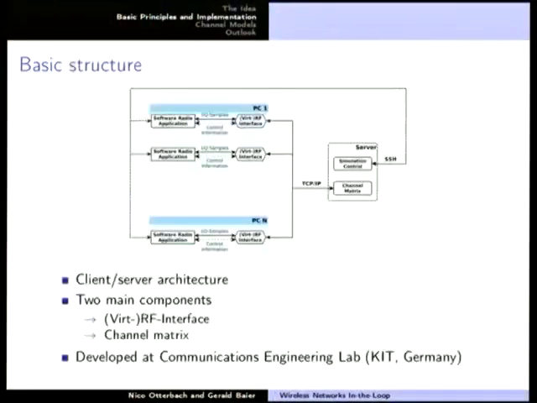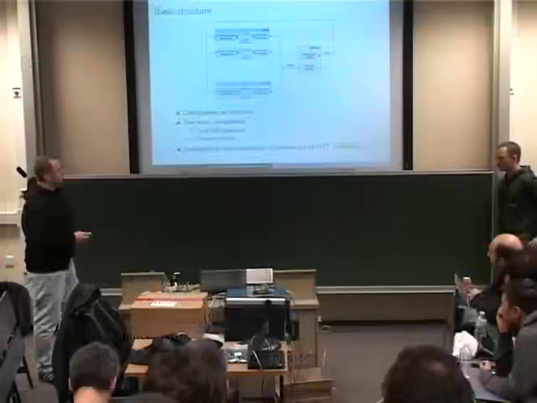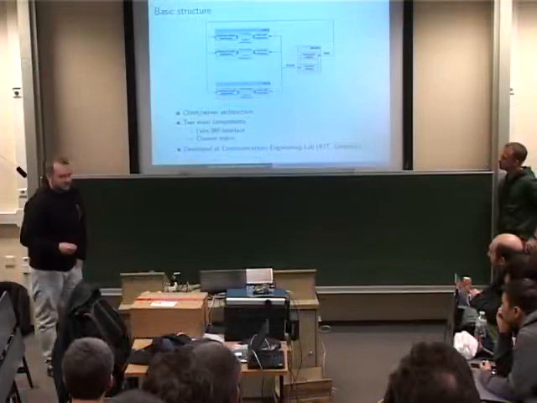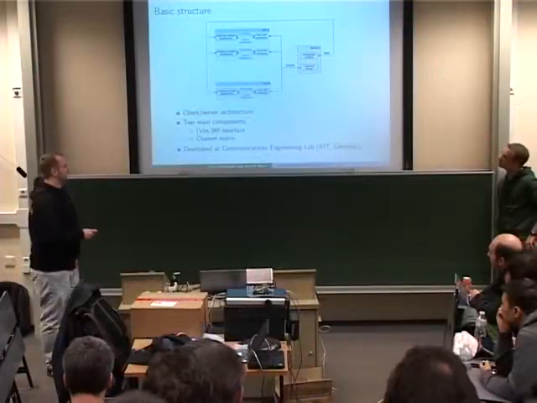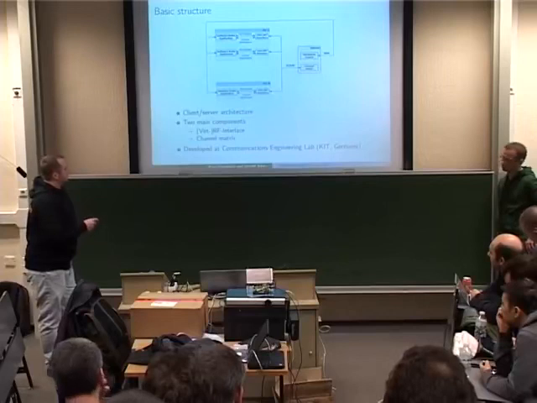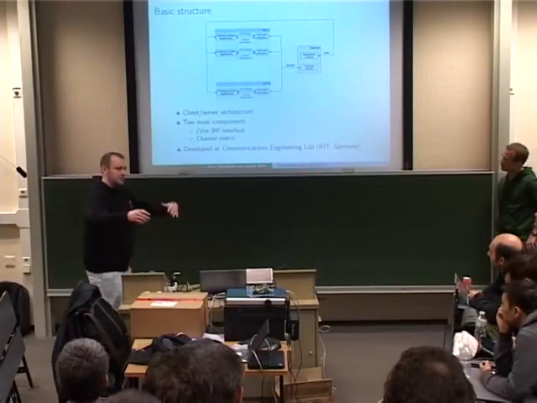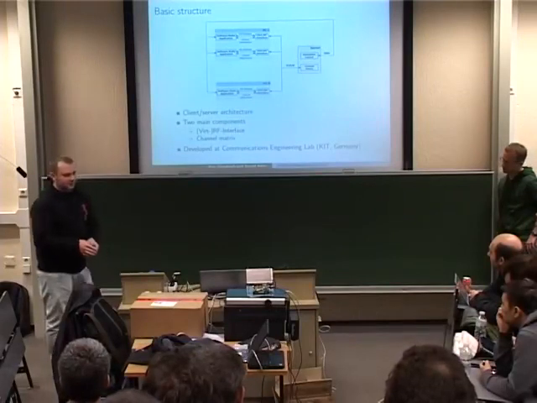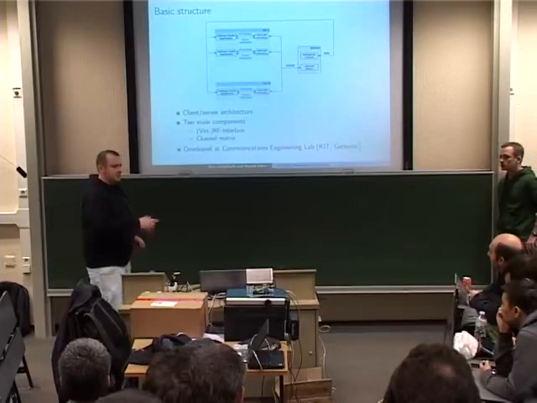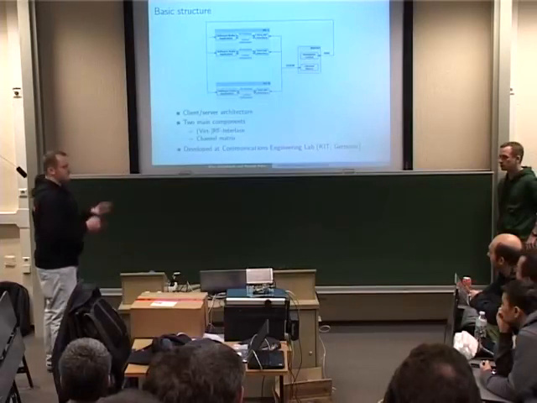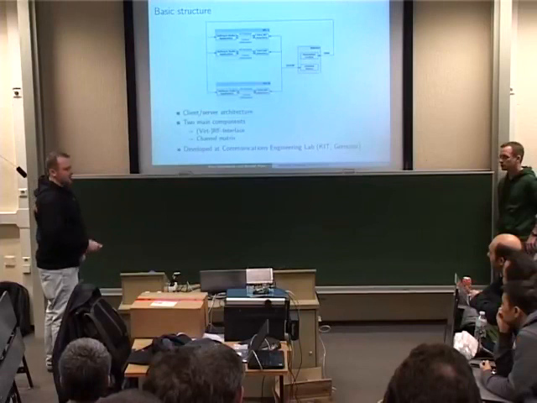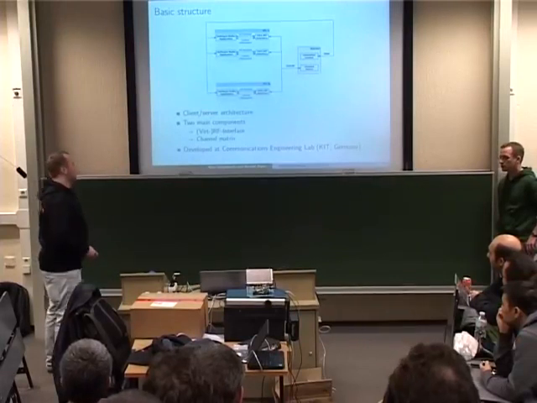So I come to the basic principles and implementation. We've chosen a client-server structure so that you can run really computationally expensive tasks like the channel simulation on a powerful server, and you can also run several PCs as single nodes and connect them to the server as you would with a hardware setup. So you have 5 laptops, each equipped with a USRP, and the real channel is simulated by our server, and the samples go there over TCP/IP.